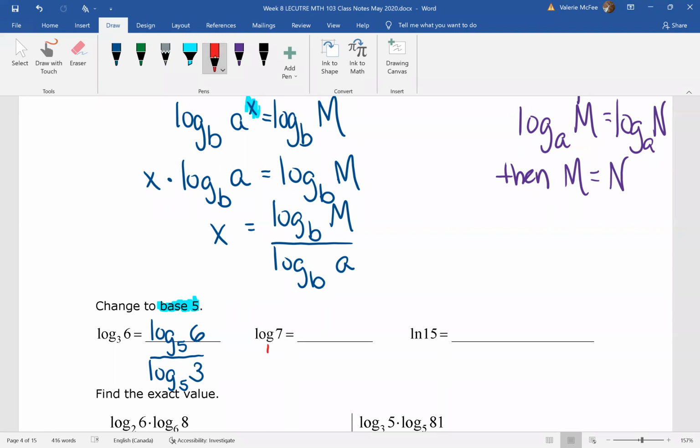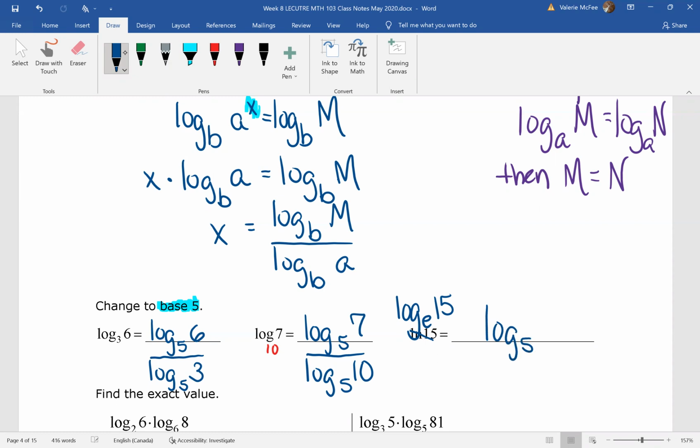I hope you remember that this is the common log. That means it has a base of 10. So we can write this as log base 5 of 7 all over log base 5 of 10. Again, the base of the log becomes the argument in the denominator. And the last one, we can write the natural log as log base e of 15. So if we're changing this to base 5, log base 5 of 15 all over log base 5 of e.